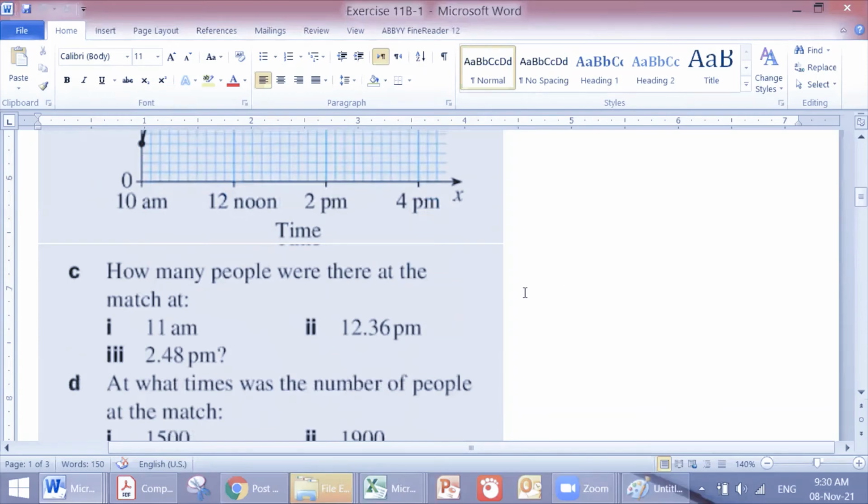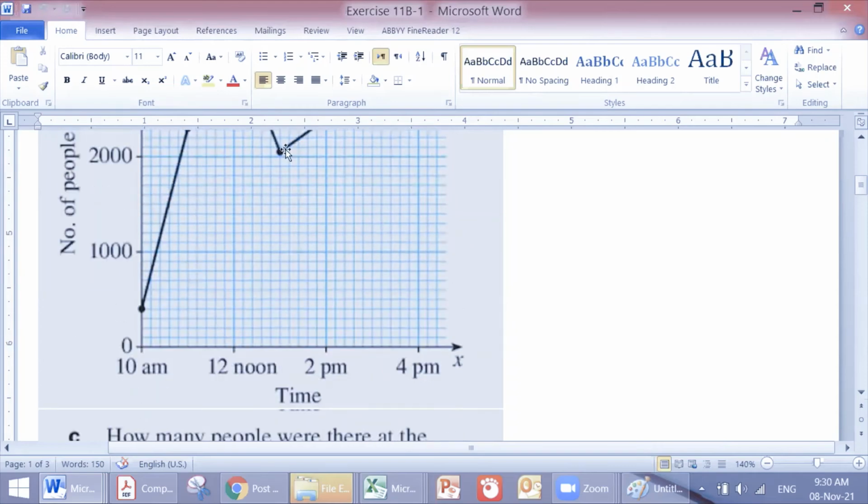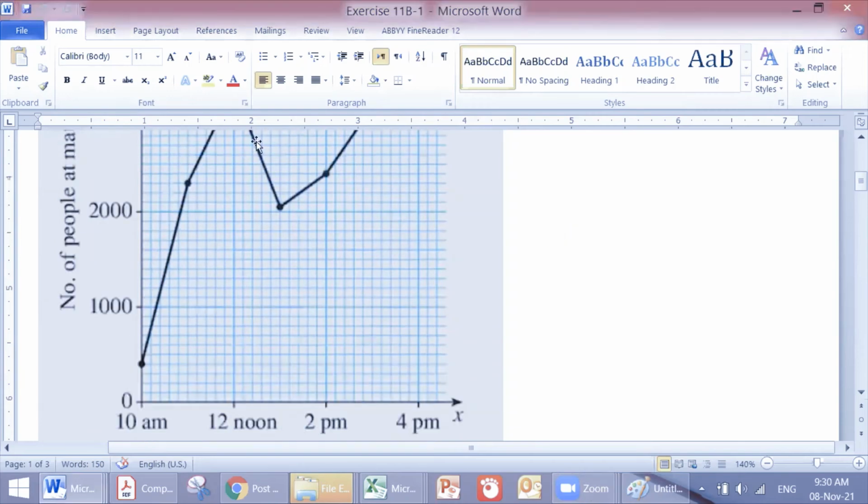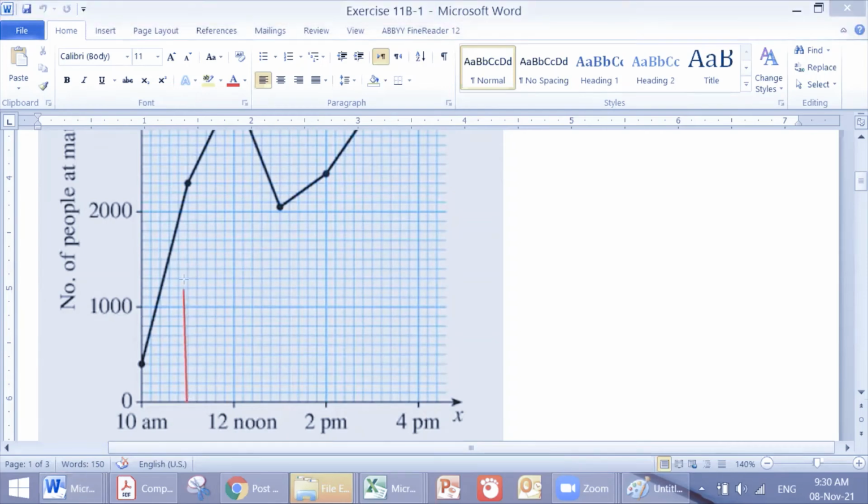How many people were there at the match at 11 a.m.? So here you can see that at 11 a.m., how many people were there? Here, I will draw this one. This one is 1, 2, 3, 4, 5. As I told you, this one is the middle point, and this is exactly 11 a.m. I will join it and move it forward. And here it is joining with this point, which is already drawn here.